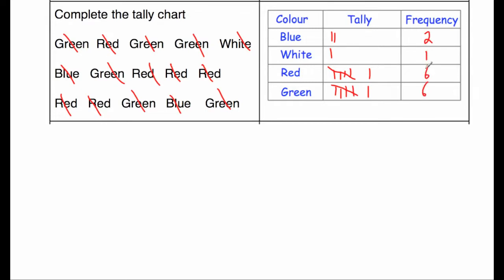Remember, frequency just means how many. And let's add them up and see that we've got the right number. So 6 plus 6 is 12, plus another one is 13, plus 2 is 15. So 1, 2, 3, 4, 5, 6, 7, 8, 9, 10, 11, 12, 13, 14, 15. That's great.